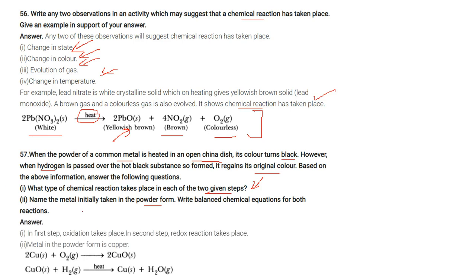In the first step, oxidation takes place. See, first of all, this copper when combined with oxygen gives you CuO. But this CuO, when exposed to hydrogen at some temperature, gives you copper again with some water. So in the first step, oxidation is taking place. In the second step, a redox reaction is taking place. So the metal in powder form is nothing but copper.